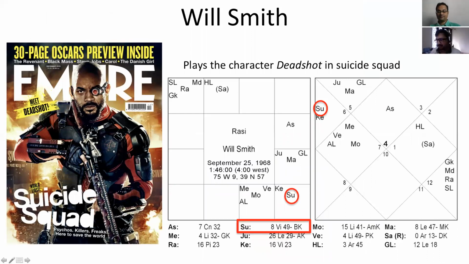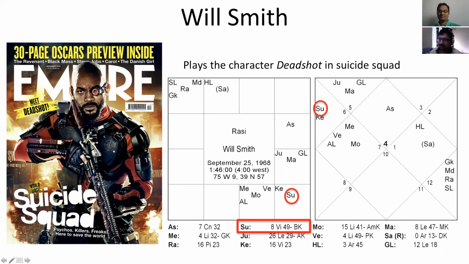Sun is conjunct Ketu. So originally, I wanted to show how you could really do nakshatra research by showing a Wikipedia article, and literally you can just highlight this nakshatra, that nakshatra influence. But here I'll just show the pictures of the movies in which he acted. You can see nakshatra themes play out. So Sun, he plays the character Deadshot. And Deadshot, remember, Arjuna was the archer. So he was Deadshot in his accuracy for sure.